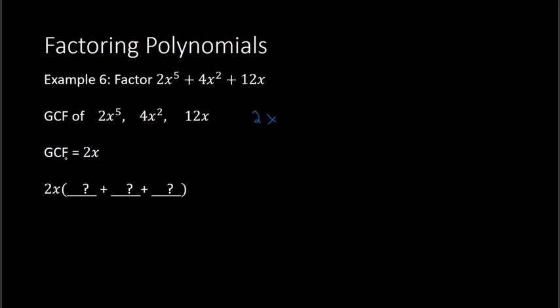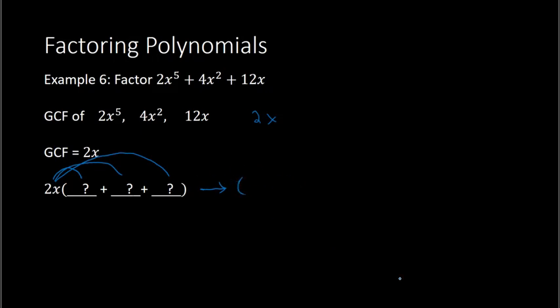So we're thinking reverse distributing. 2x times what would give me 2x to the fifth power, and 2x times what would give me 4x squared, and 2x times what would give me 12x. So at this point right here, I could develop my solution, and this is what I normally do.